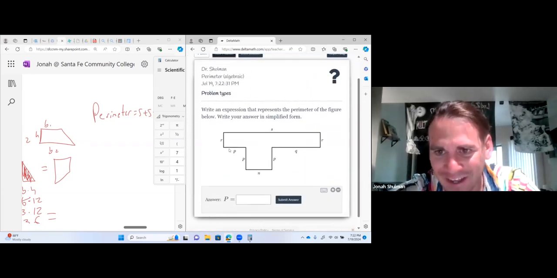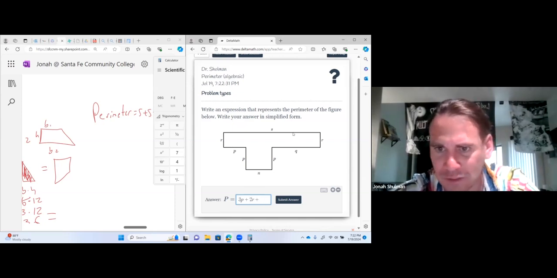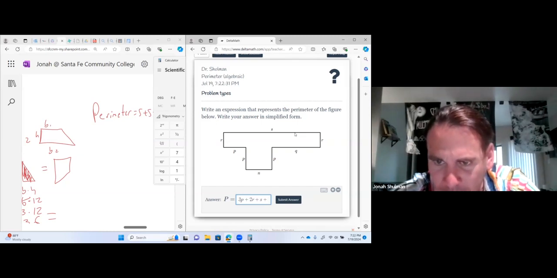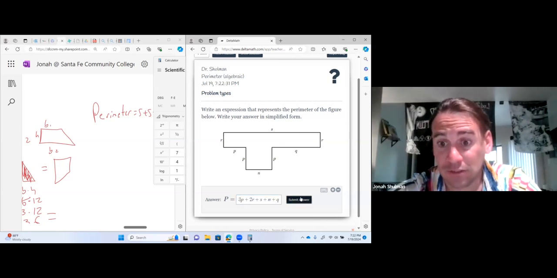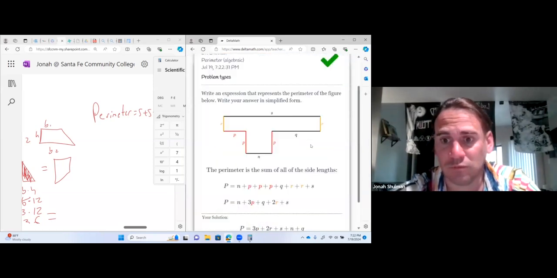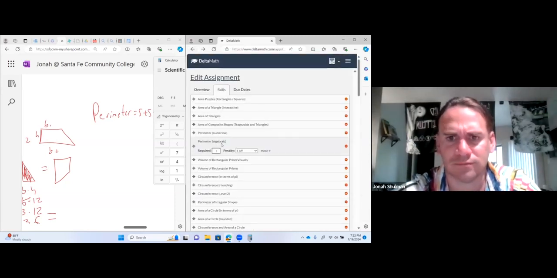All right, so I have 1, 2, 3 P's. Let's not forget one. Plus 2 R's. Plus 1 S. Plus 1 N. Plus 1 Q. That's a lot of letters. I hope I didn't forget any this time. Nope, that's them all. So you could have written it all out or with the algebraic, just the letters.